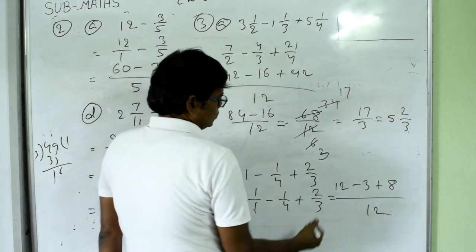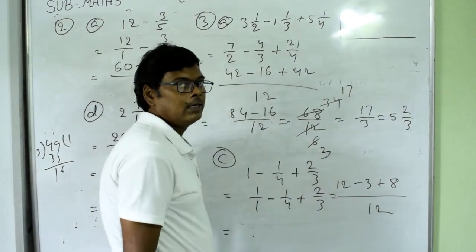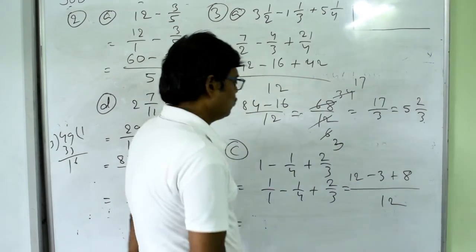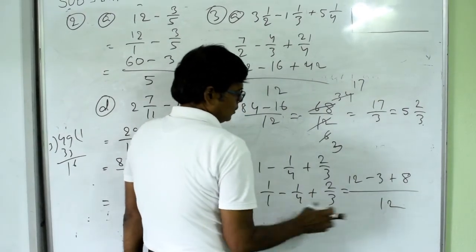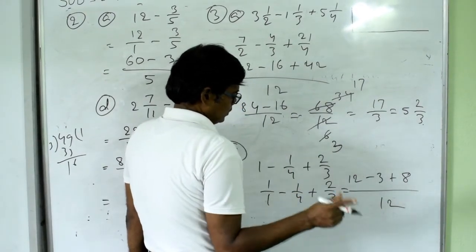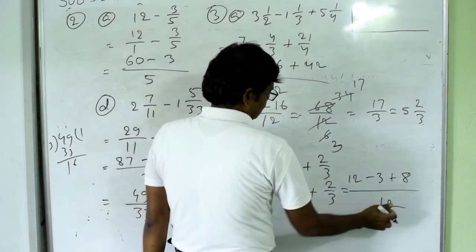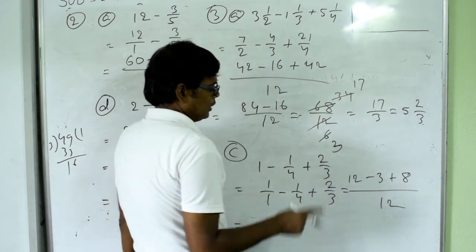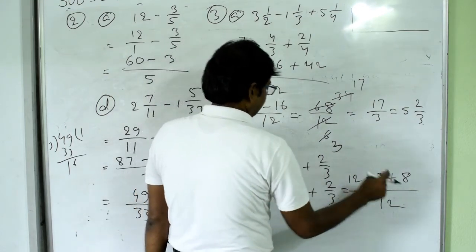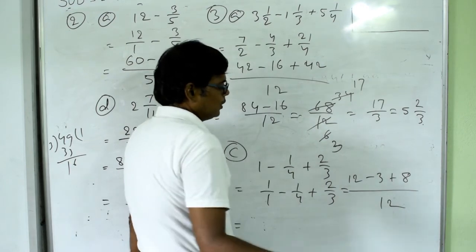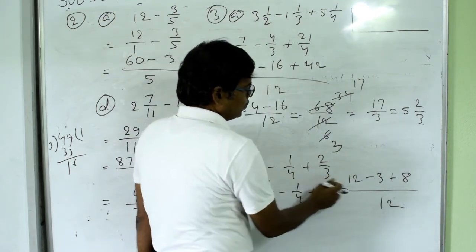Okay, you know that when you divide any number by 1, the answer is the number itself. So when you divide 12 by 1, the answer is 12. Okay, 12 then multiplied by 1 is 12. Next, 12 divided by 4 is 3, and 3 multiplied by 1 is 3. Next, 12 divided by 3 is 4, and 4 multiplied by 2 is 8.